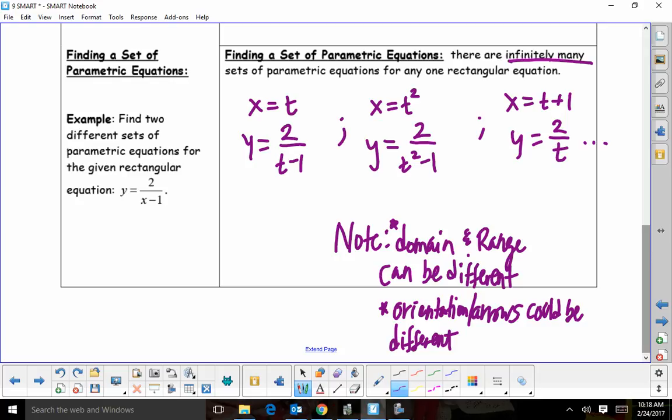Shouldn't x be t minus 1 the last one? Y is equal to 2 over t, shouldn't it? No, if I plug in t plus 1 and then minus 1, yeah. Okay.